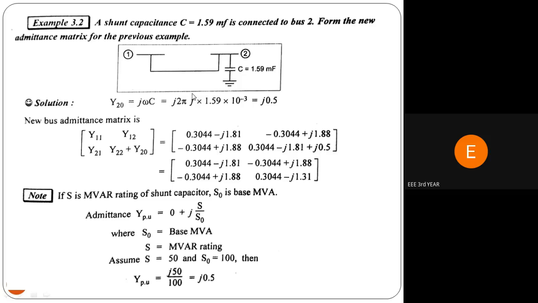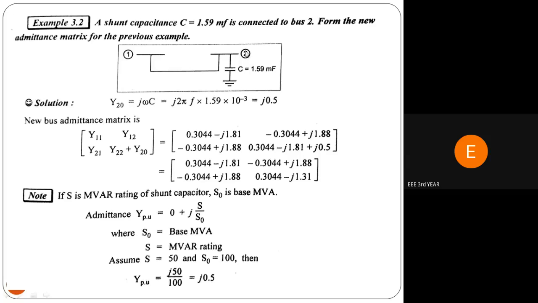That is the capacitance value C, 1.59, multiplied with omega, where omega is 2 pi f, f being the frequency. Just substitute the value and find y2 naught. So y2 naught is equal to j omega C, with omega replaced by 2 pi f, into the given value 1.59 into 10 power minus 3, because it's milli. So finally we get an answer of j 0.5. So this j 0.5 is added to the second bus.